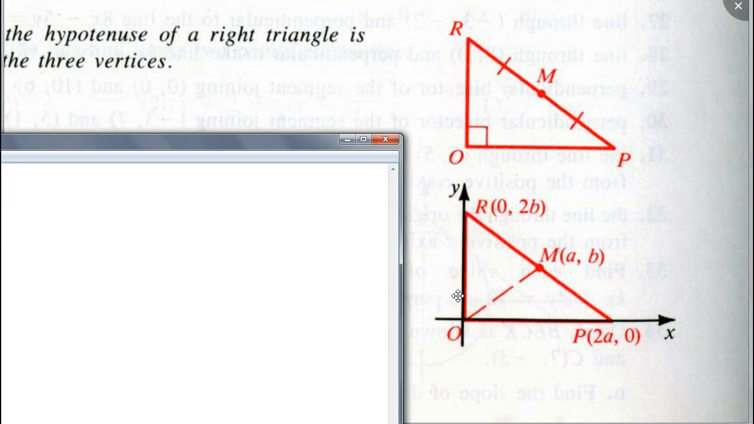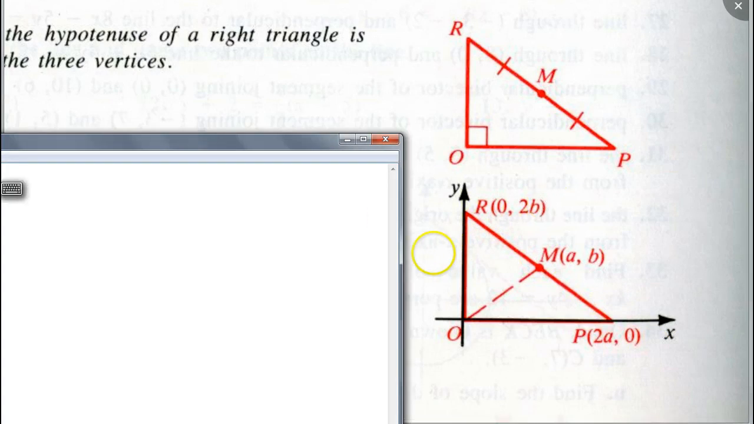Now, could they have called this P A comma 0? Yes, they could have. And could they have called R 0 comma B? And what would M be then? A over 2, because you add them together and divide by 2, and B over 2. Would that be a good idea? Why not? Yeah, because we want to make it as simple as possible. You don't want to deal with fractions if you can avoid it. You can avoid this by making this 2A comma 0 and then 0 comma 2B. Does that make sense?